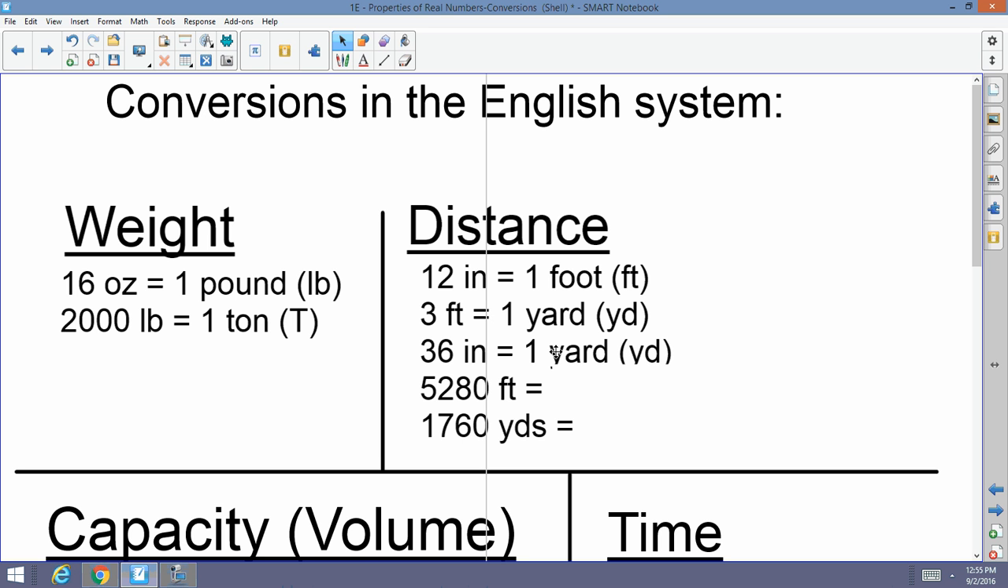And if you think about that, since I have 12 inches in a foot, and 1 yard is 3 feet, well, 12 inches times 3 feet is 36 inches. 36 inches are in 1 yard. 5,280 feet equals 1 mile. 1,760 yards also equals 1 mile. Why would that be? Because remember that there's 3 feet in every yard. So if you go ahead and divide 5,280 by 3, you're going to get 1,760 yards.